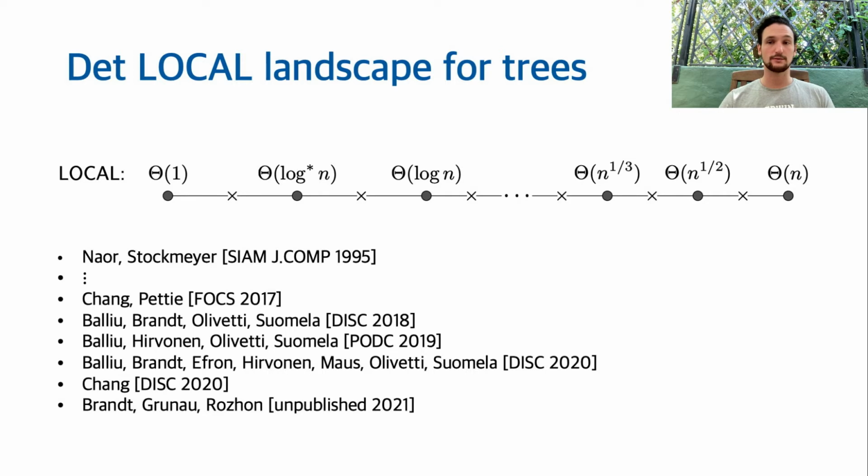And in fact, this rich line of work only recently came to an end when Brandt and others proved a complexity gap between small omega 1 and small o log star n. We emphasize that this landscape is indeed for bounded degree trees and for the deterministic LOCAL model. So we understand everything about this particular landscape. So how about LCL problems in other models, like the MPC model?